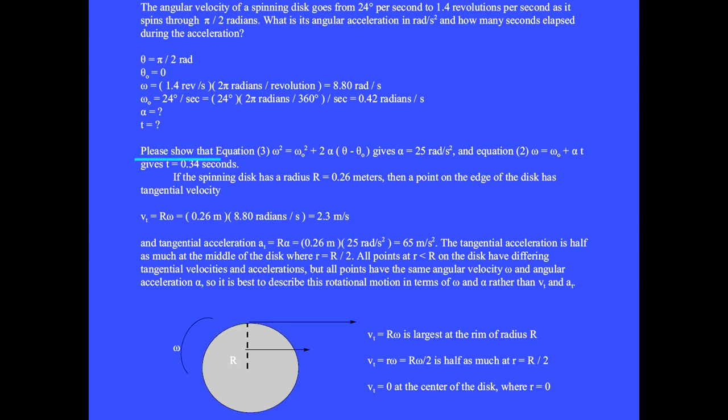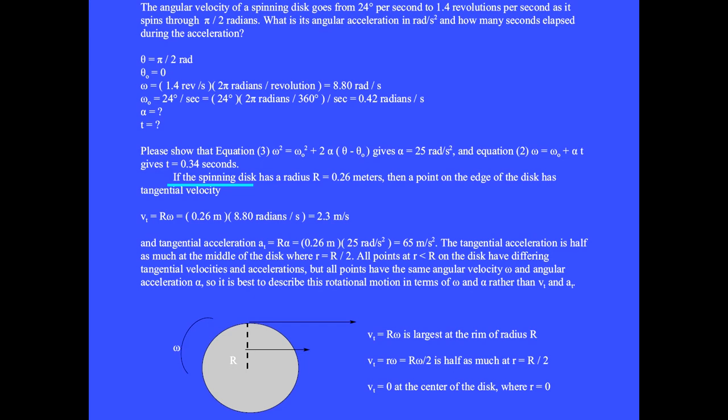Please show that equation 3, omega squared equals omega 0 squared plus 2 alpha times theta minus theta 0, gives alpha equals 25 radians per second squared. And equation 2, omega equals omega 0 plus alpha t, gives t equals 0.34 seconds.